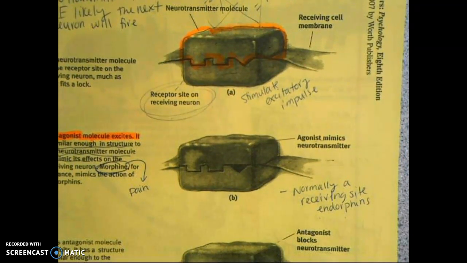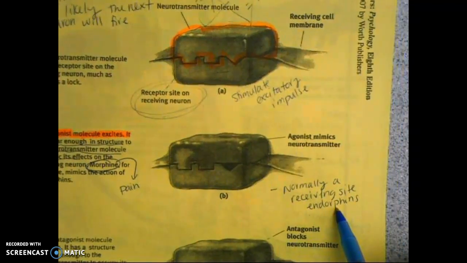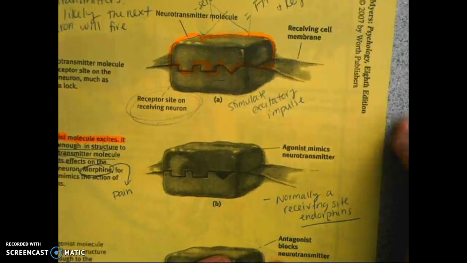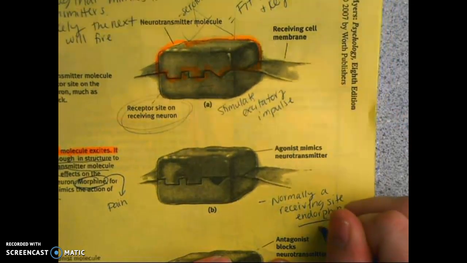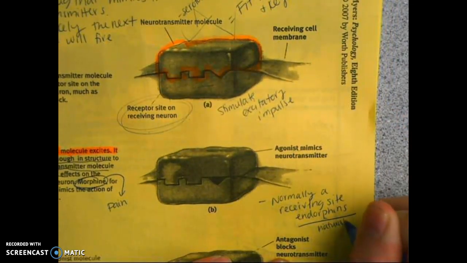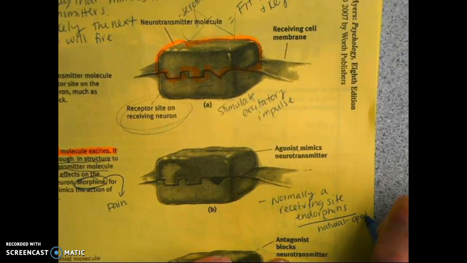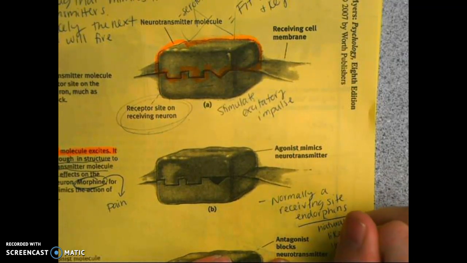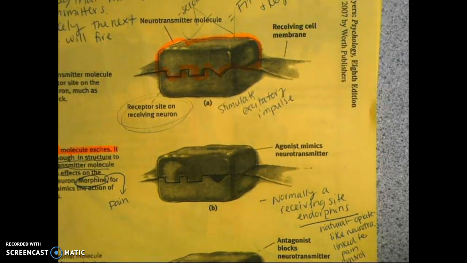So your book talked to you about endorphins. That was one of the terms. It's a natural, I'll just put it over here, it is a natural opiate-like neurotransmitter linked to pain control. So it's basically your body's version of how to control pain, right?